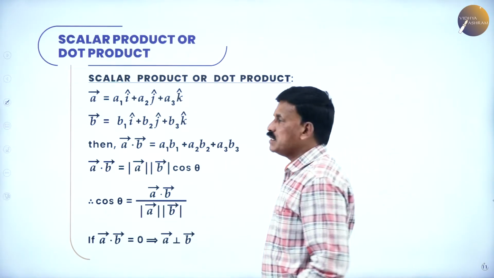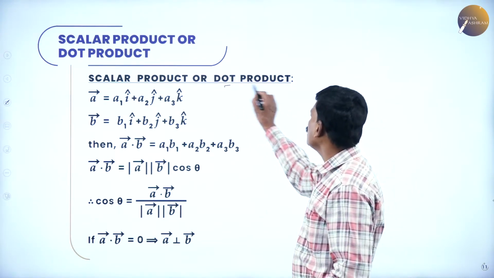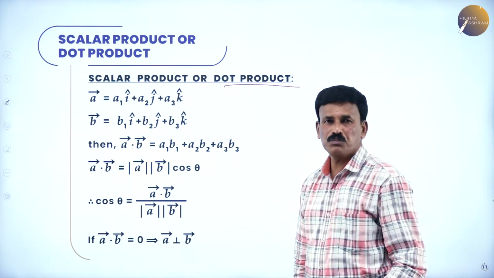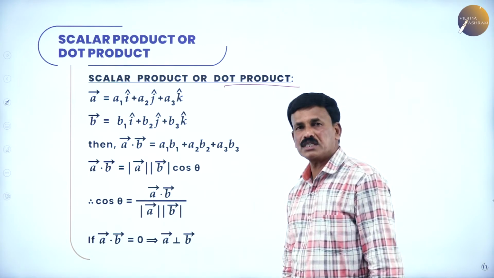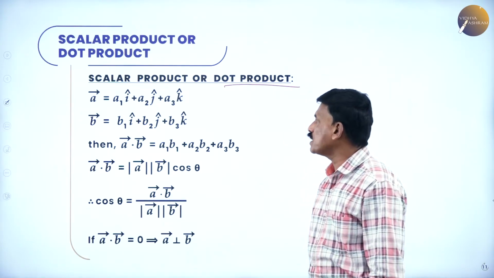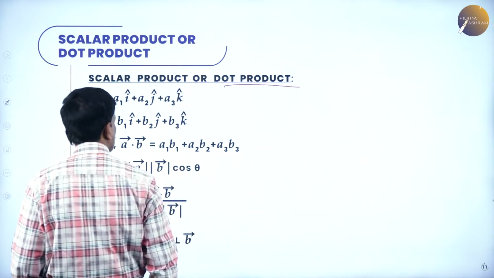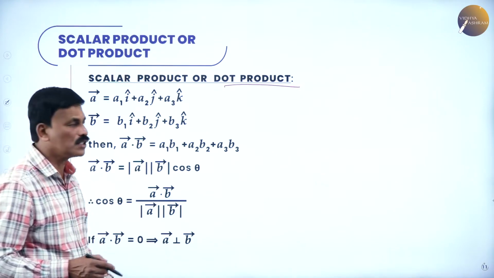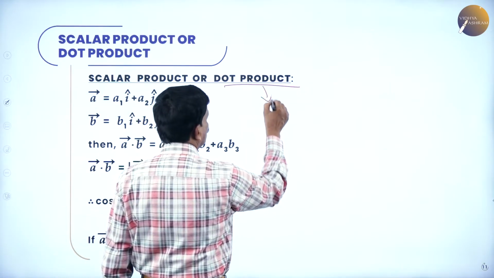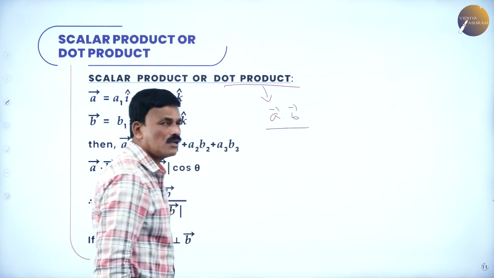So, the very important concept is the scalar product, also called the dot product. A dot B, the dot product or scalar product of two vectors. Let us consider two vectors. Vector A is equal to A1i plus A2j plus A3k, and vector B is equal to B1i plus B2j plus B3k. Then the dot product of these two vectors is denoted as A dot B, and this is also called the scalar product.